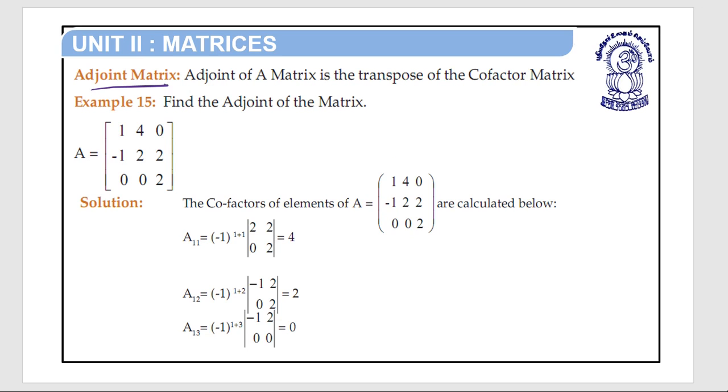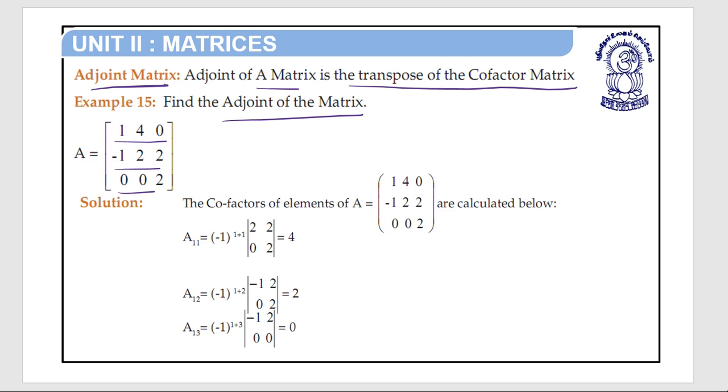Now the adjoint of matrix A is the transpose of the cofactor matrix. Transpose means row becomes column and column becomes row. Here, find the adjoint of the matrix. The matrix is given as 1 4 0, minus 1 2 2, and 0 0 2.